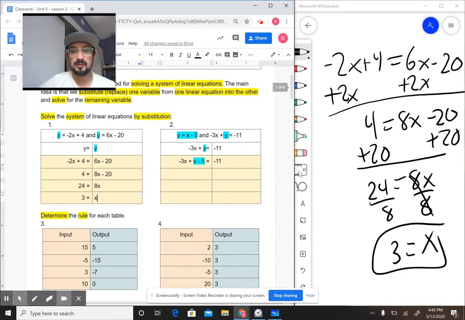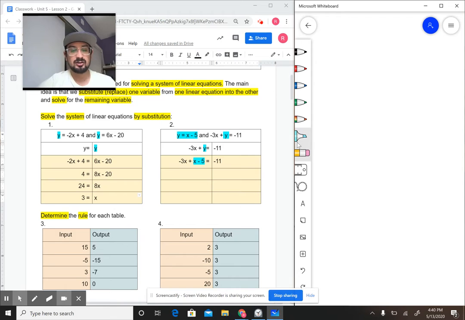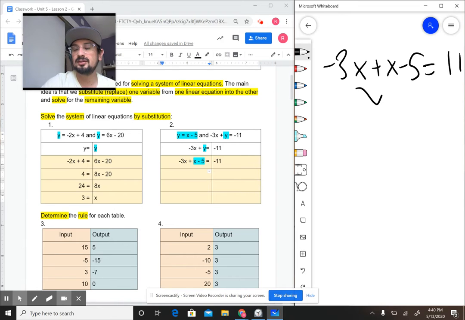Okay, so for the next problem, we're looking at a different type of substitution. You can see that here I substituted this y with this y over here, which equals x minus 5. So this y right here becomes x minus 5. And then you just solve the equation. You see there's 3 terms there? So you're going to combine like terms.